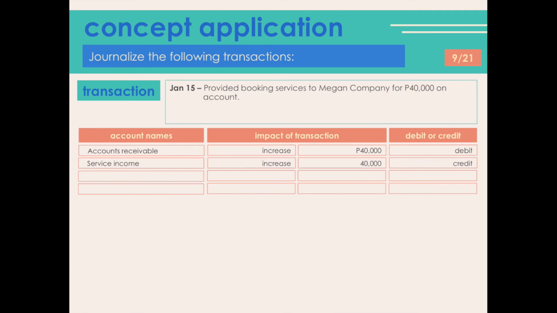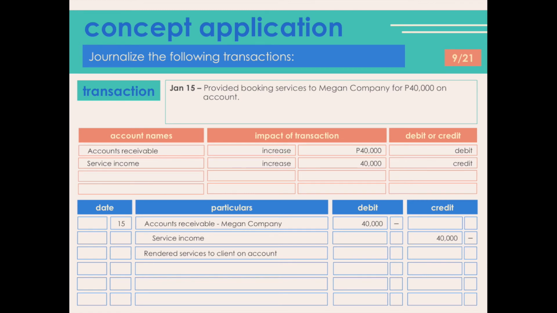January 15. Provided booking services to Megan Company for 40,000 pesos on account. The value received by the company here is the right to collect since the term is on account. We debit accounts receivable for 40,000. We also credit service income for the same amount since the company provided services to the client.